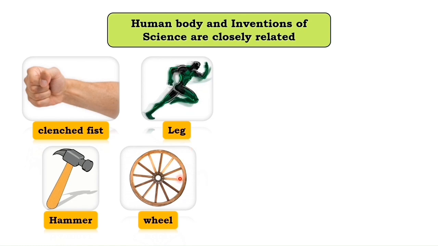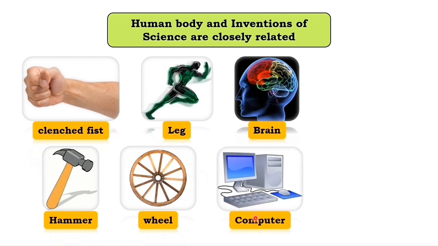Clear everyone? Okay guys, now let us see the third example, how our brain and computer are closely related. So guys, can you tell me what are the similarities between human brain and a computer? Yes, we know that there are lots of similarities, right? Like information processing, memory, electrical signals, etc. So both human brain and computer use electrical signals to send messages. And they both can store memories.